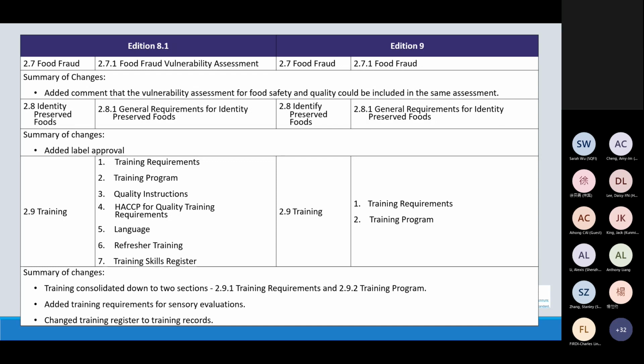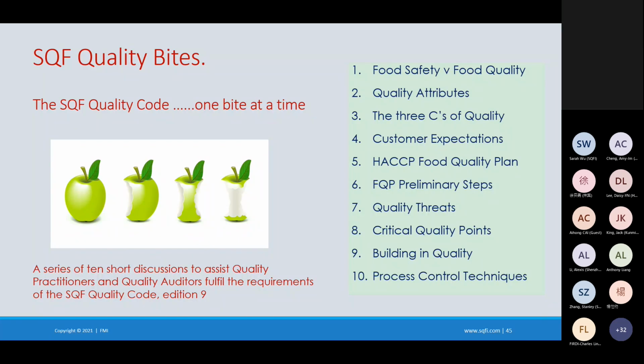Now, something I just want to touch on before I take questions is something that Sarah and I are working on called SQF Quality Bites. It's going to be a series of 10 short discussions. By short, I mean 3 to 4 minute video discussions to assist site quality practitioners and SQF quality auditors to fulfill the requirements of the SQF Quality Code Edition 9.